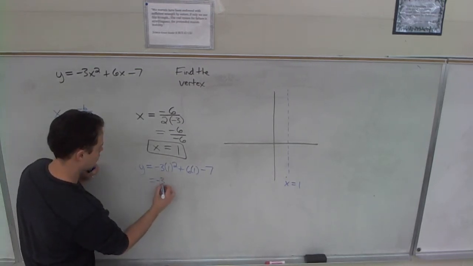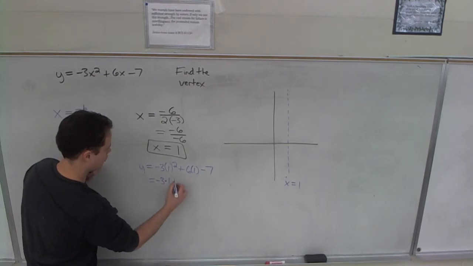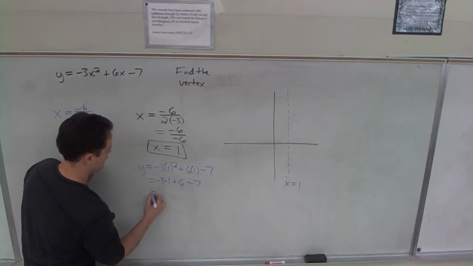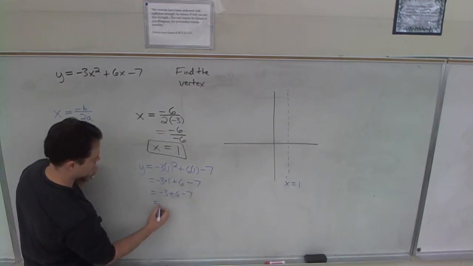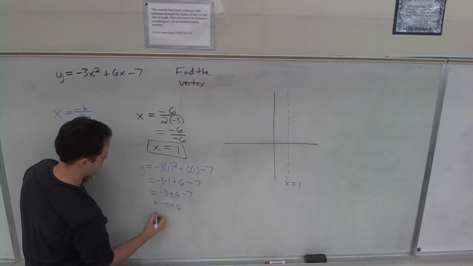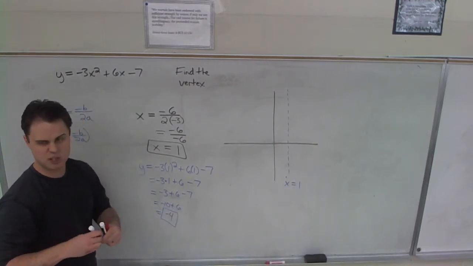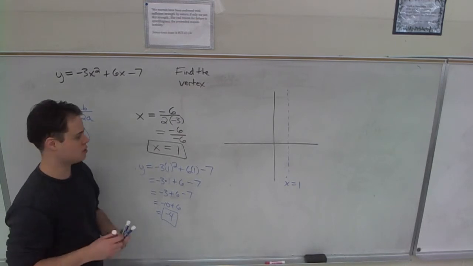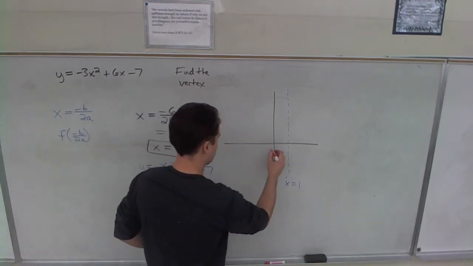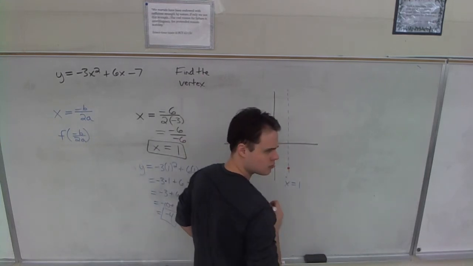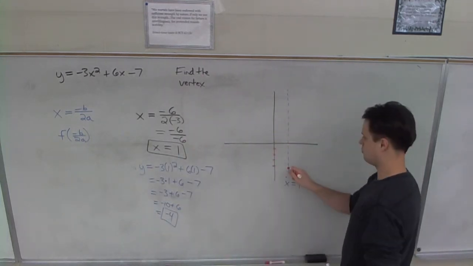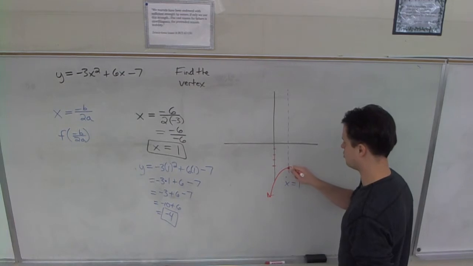So this is negative 3 times 1 plus 6 minus 7. It's negative 3 plus 6 minus 7. I'm going to put these together first. Negative 10 plus 6. So I got negative 4. So that tells me pretty much where to put my parabola. So this guy's going to go 1, 2, 3, 4 right there, going up or down? We agreed down just a second ago.